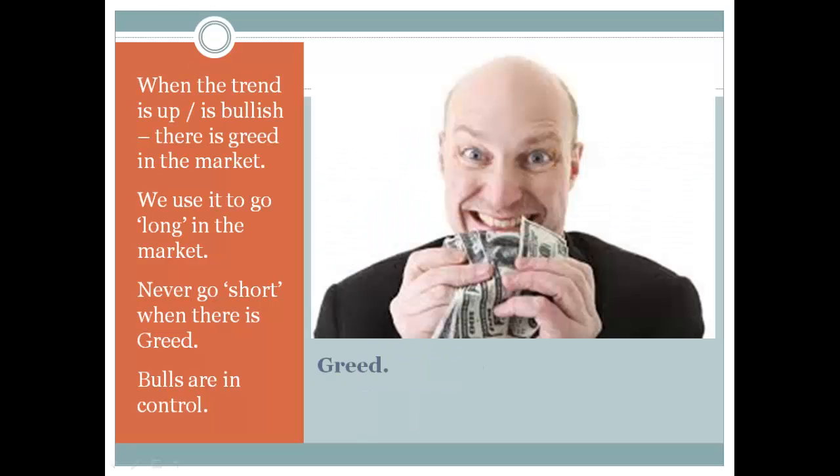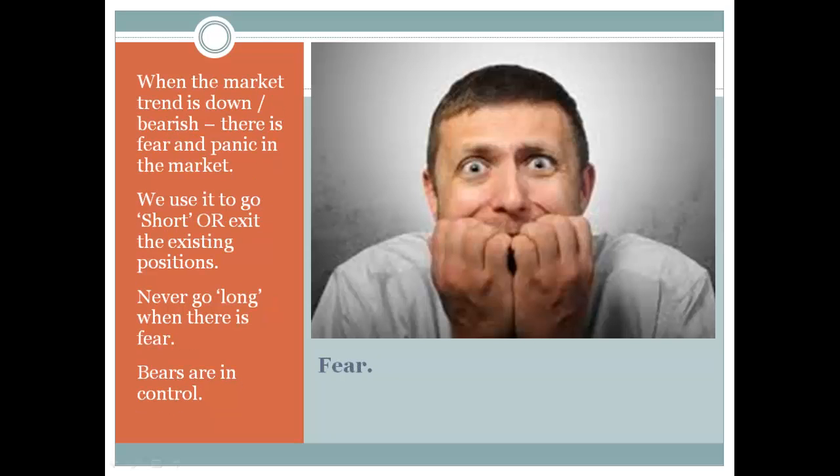When the trend is up, is bullish, there is greed in the market. We use it to go long in the market. Remember, never ever short the market when there is greed or when the market is going up. Bulls are in control. Fear. When the market trend is down, which is a bearish trend, there is fear and panic in the stock market. We use it to go short or exit the existing position.